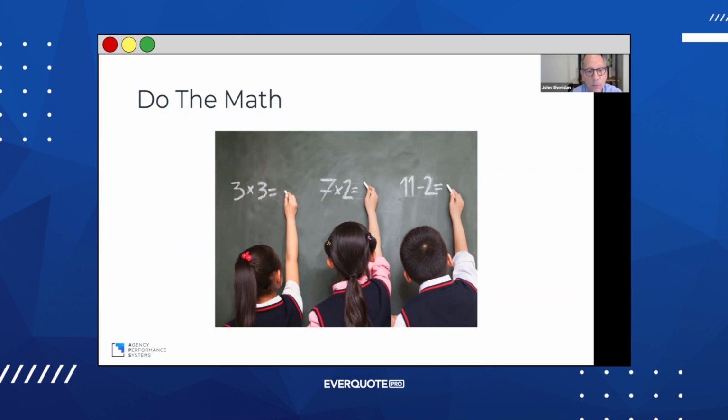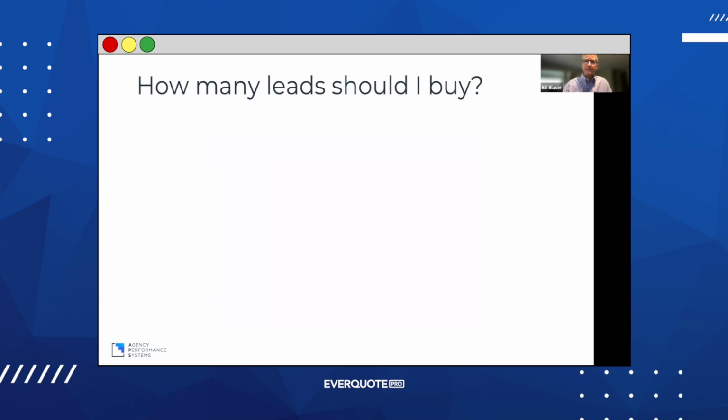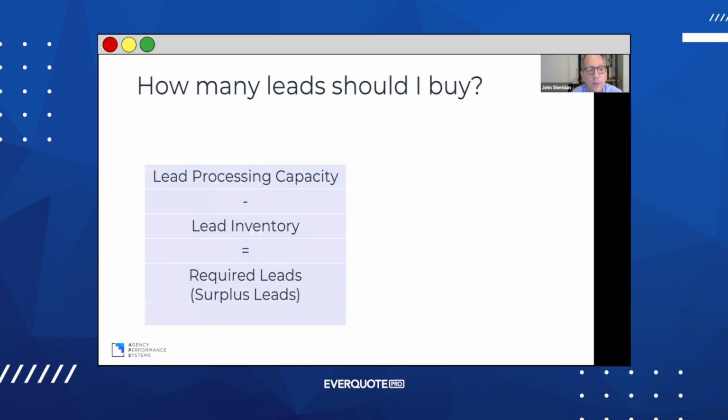So let's begin with a question. How many leads should I buy? It's a simple function of what's your capacity, what's your inventory, and the difference between the two being what's required to be purchased. Or in some cases, if you have a surplus of inventory that's good quality inventory, you may have a surplus of leads to work. So we're going to dive into each one of these numbers.